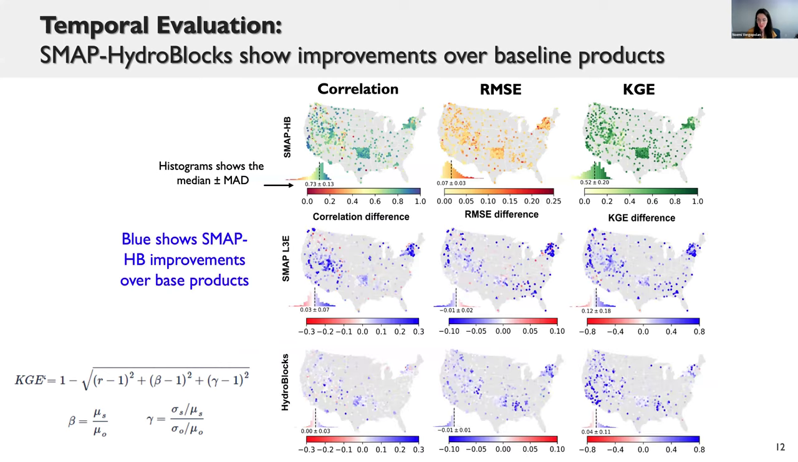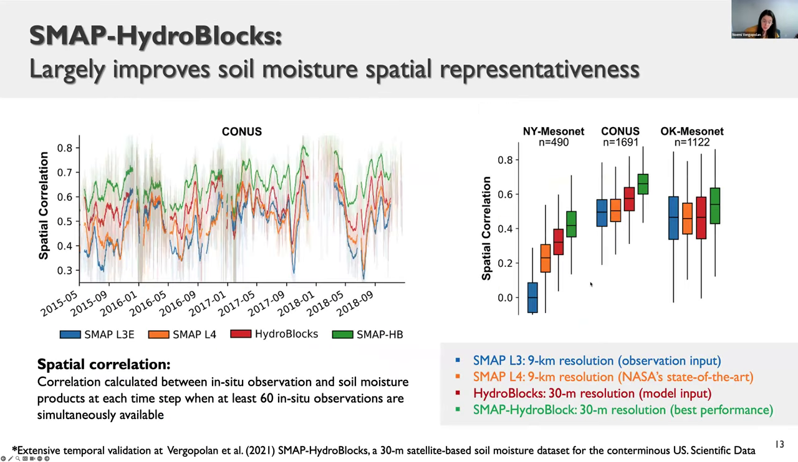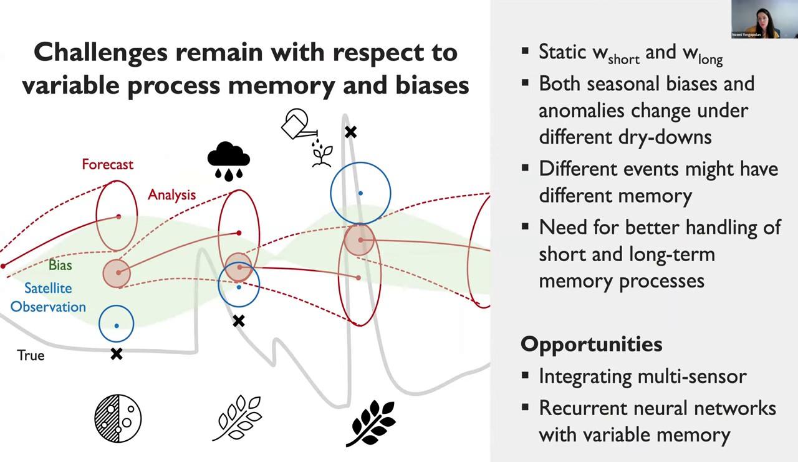I have some validation results, but I'm going to try to be very quick here. If we look into the KGE score with respect to SMAP-L4, we see most of the added value of constraining the biases and parameters in heavily vegetated areas and irrigated areas as well. We see large improvements in the spatial and temporal variability of soil moisture processes in general, but there are still challenges, right?